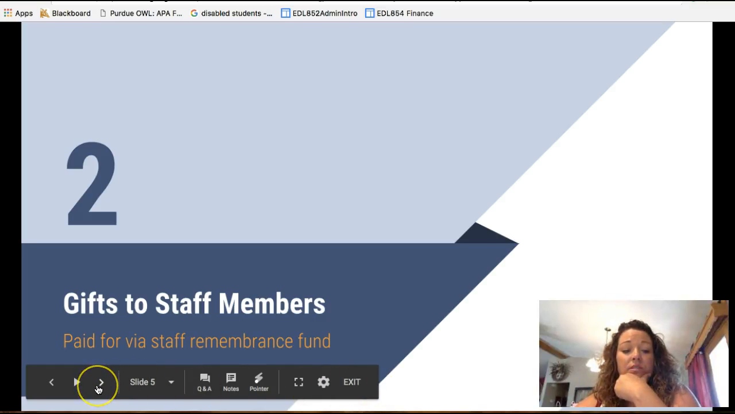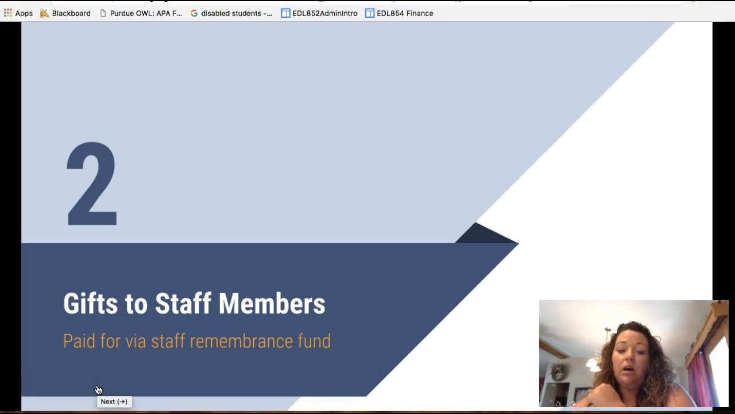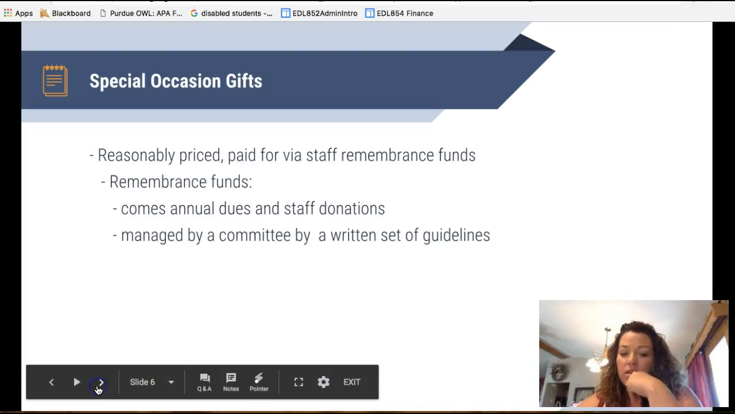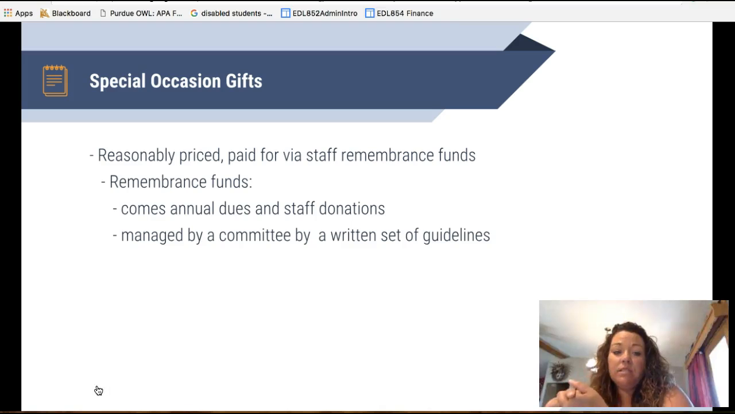And then gifts to staff members. Most of the time, these should be paid for out of what's called a staff remembrance fund, which we're going to talk about. So any special occasion gifts must be reasonably priced and paid for via that staff remembrance fund. Where does that come from? That usually comes from annual dues and staff donations.